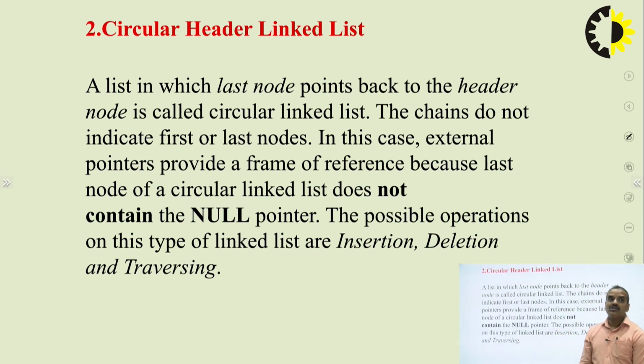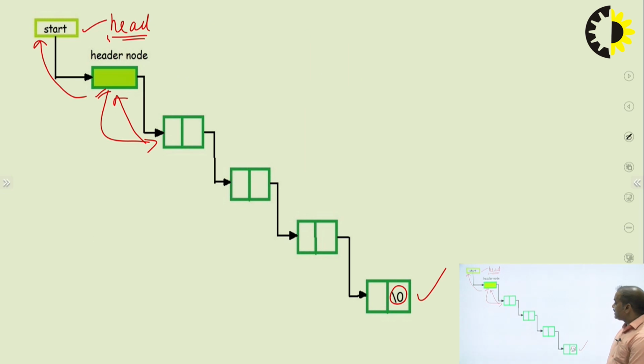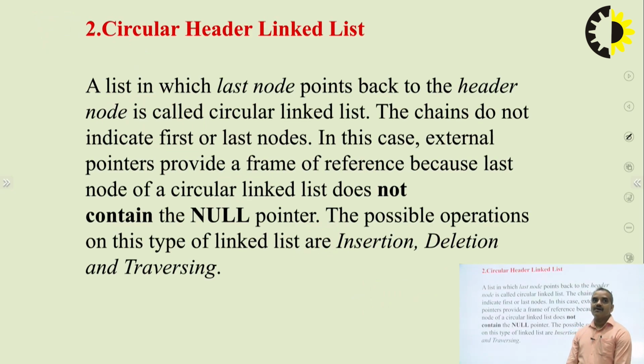Second one is circular header linked list. In case of grounded header linked list, we have to put null here, that indicates the end of the list. But in case of circular header linked list, the last node, whose link part is null, points to the first node, and such type of circular linked list is called circular header linked list.